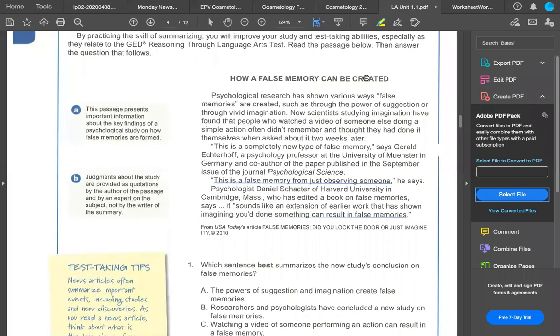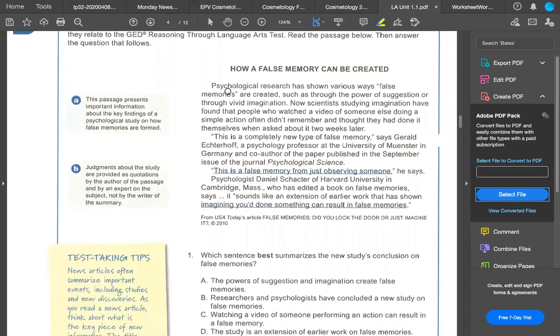How a false memory can be created. Psychological research has shown various ways false memories are created. I've never heard of a false memory. False memories are created such as through the power of suggestion or through vivid imagination. Now, scientists studying imagination have found that people who watched a video of someone else doing a simple action often didn't remember and thought they had done it themselves when asked about it 2 weeks later.